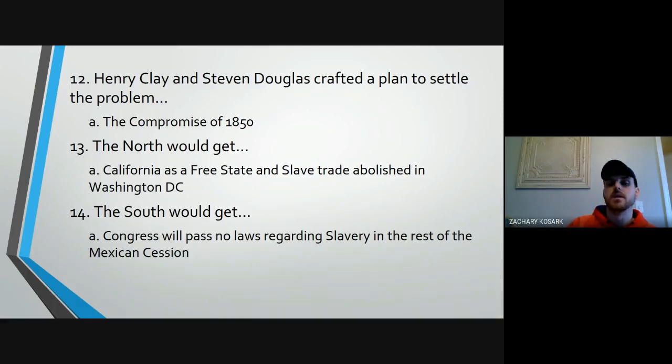So in 1850, Henry Clay and Stephen Douglas crafted a plan to settle the problem. It's called the Compromise of 1850. The North would get California as a free state. Slave trade would be abolished in Washington, D.C., which was the capital, so you could not trade slaves within the capital of the United States. The southern states, the pro-slave states, would get an assurance that no law would be passed regarding slavery in the rest of the Mexican Cession.